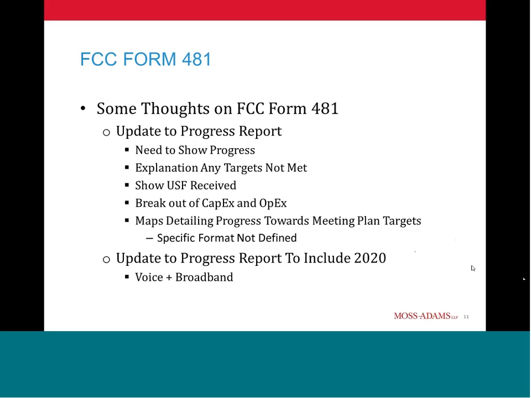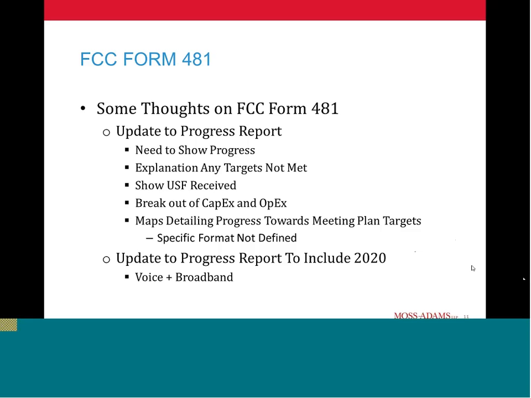And the one that has a lot of people nervous is the maps detailing the progress towards meeting our planned targets. The one thing that the FCC has not given us is a definition of how they want to see those maps. So at this point, we don't have a specific format defined. I know that USAC this last week issued the updated questionnaire for the 481, so there's some instruction booklet that's out on USAC's website, and I just double-checked it. There still is no specific format on how we're supposed to update the maps. So as we work through these next few months and getting it completed, we'll be working with people to answer questions on that.